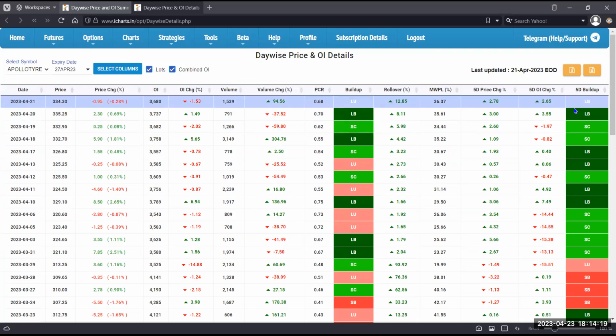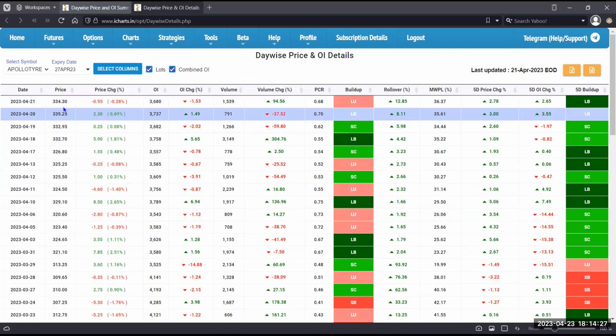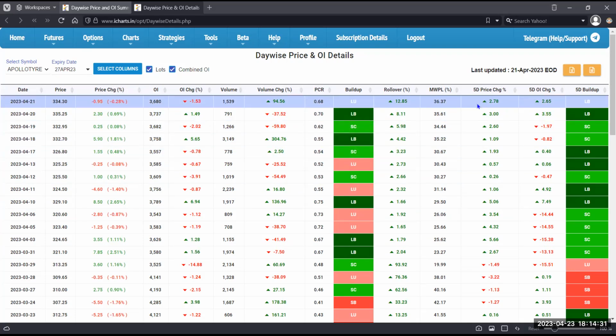Okay, sir. Basically it is computed like this: 5 days price change. So last 5 days, what has happened to price change? And then what has happened to OI change? It is shown over here. 5-day price change is this, 5-day OI change is this. Since the 5-day price change is positive and OI change is positive, it is long buildup.